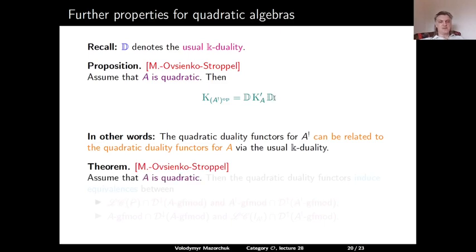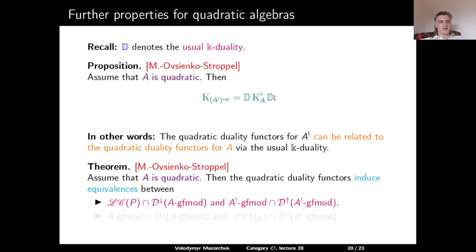Another property of quadratic algebras is the following theorem. Assume that A is quadratic, then the quadratic duality functors induce equivalences between the following categories. First of all, the intersection of the linear complexes of projective A modules with the down arrow derived category of A GF mod, and A shriek GF mod intersection with the up arrow derived category of A shriek GF mod. And similarly, A GF mod intersection with the down arrow category and the linear complexes of injective modules for A shriek intersection with the up arrow derived category for A shriek.